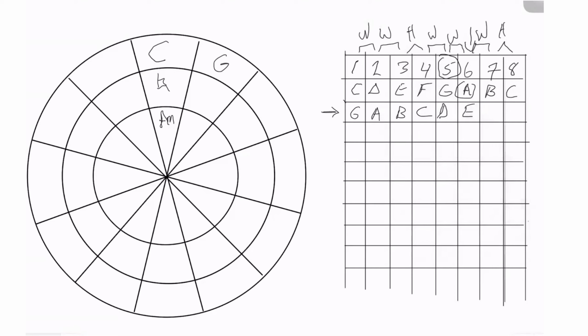Copy it in there and check the pattern. We need a whole step there between D and E. D and E have a whole step. They're not E and F, they're not B and C, so that's a whole step. Our next note is F.